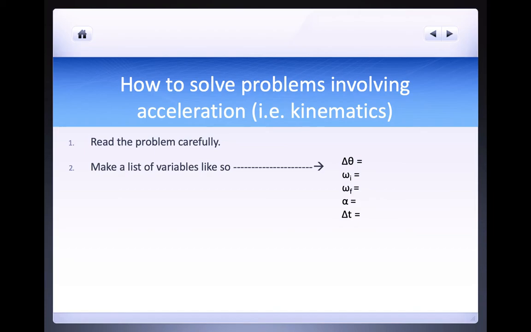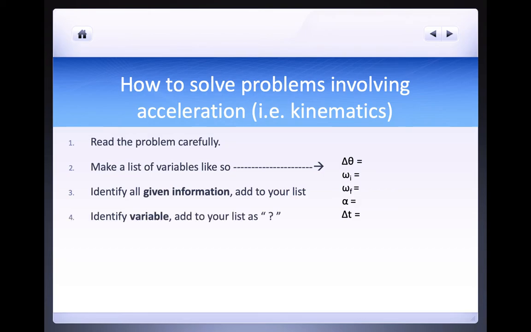Once you've made that list, you're going to read the problem again and identify all your given information, okay? Friendly reminder, sometimes given information might have hidden pieces of information, such as the object starts from rest or comes to a stop. That would tell you that omega i, the initial angular velocity, was 0. You're going to add a question mark next to the variable you're solving for. Then you're going to identify the term in the list that has nothing next to it. It doesn't have a number because it wasn't given, and you're not solving for it, so that's what's missing, right?